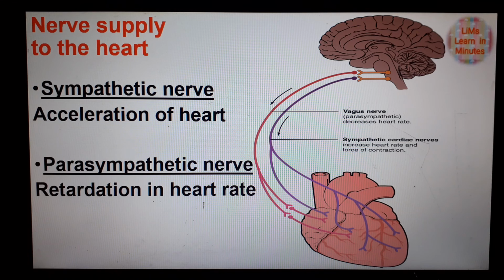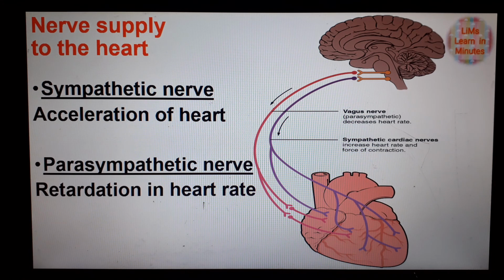Normally, the heart is inhibited by the vagus action. However, during anxiety and exercise, this vagal inhibition is released and the heart rate increases. Similarly, during rest and tranquility, the heart rate decreases.